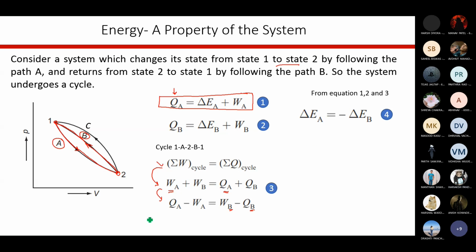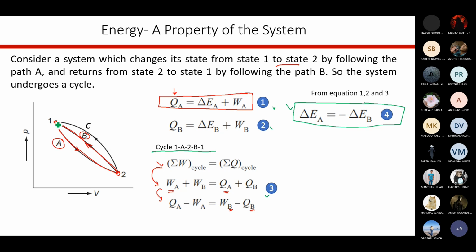Now what I am going to do is consider equations 1, 2 and 3 together, and you can prove that the change in internal energy delta EA must be equal to minus delta EB. You have to take these three equations together, 1, 2 and 3, and you can prove this. Can you prove this? QA minus WA, right? Delta EA, and that is minus delta EB. Yes, sir, we can prove it. Very good. So you are getting this expression that the change in internal energy during process A is equal to minus the change in internal energy during process B, right? This we did considering the cycle 1A 2B1.